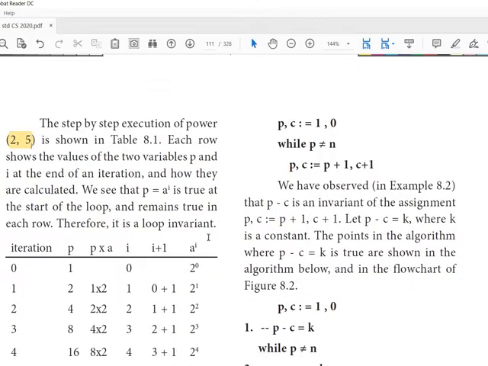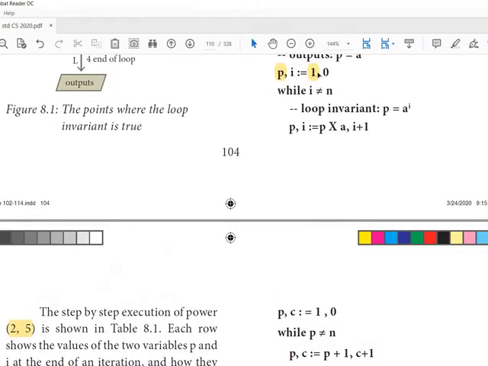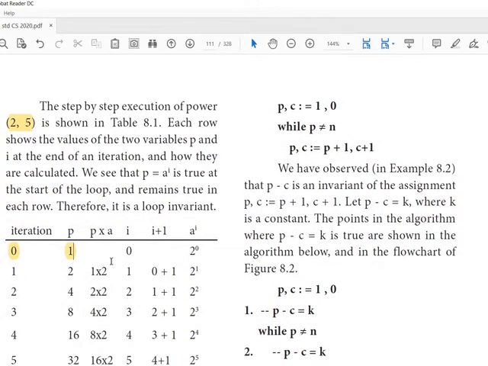We'll see in steps. See here, at the zeroth iteration, the value in p is 1. How does it come? See here, 1 comma 0. Then i is 0, so 2 to the power 0. In the next iteration, i is 1 and the p value increases to 2, so 2 to the power 1. Each row shows the values of the two variables p and i at the end of the iteration.